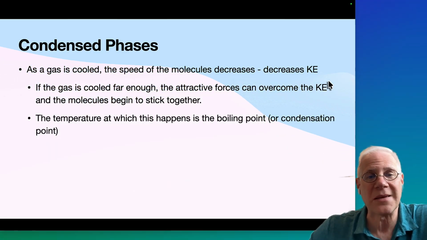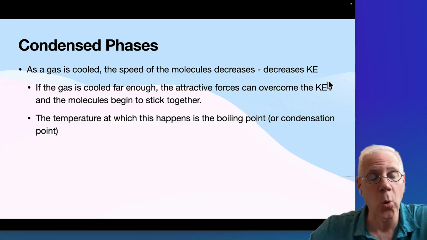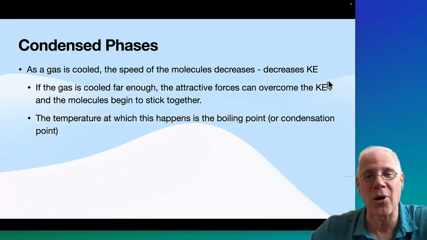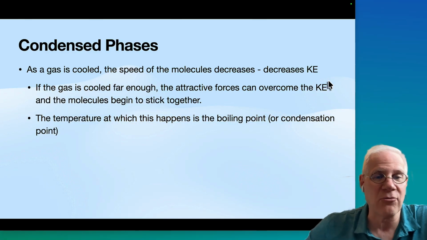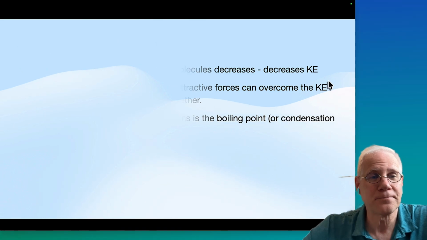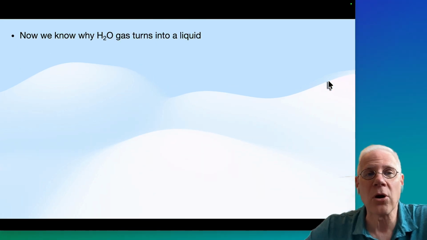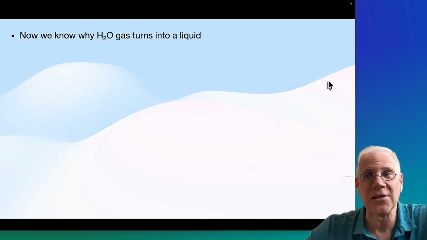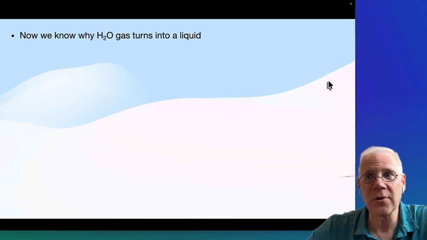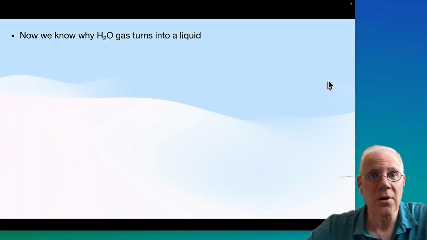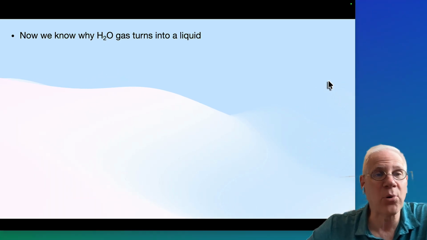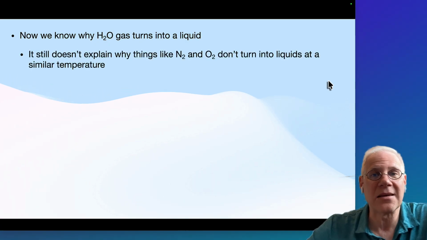Okay, so the temperature where this begins to happen is the boiling point. Or, well, the boiling point is really kind of where they start coming apart. Going the other direction from gas to liquid is the condensation point. It's the exact same point. It's the exact same temperature. It's just a matter of what direction you're coming from. So now we know why the water gas is turning into a liquid. We're cooling down the water vapor in the air. It's slowing down. We know that water has a strong dipole, has hydrogen bonding, and so those water molecules begin to stick together and condense out.